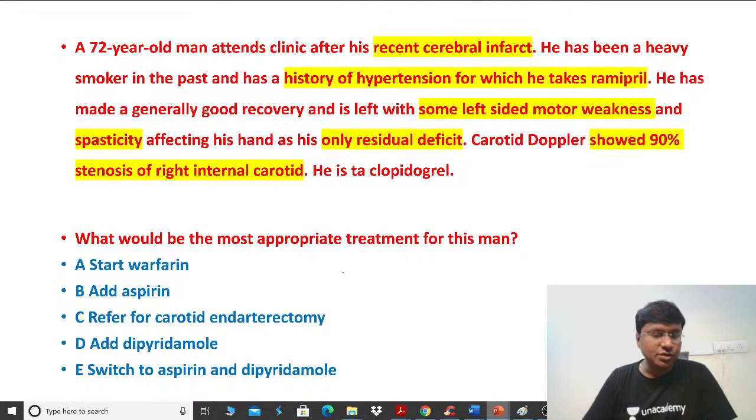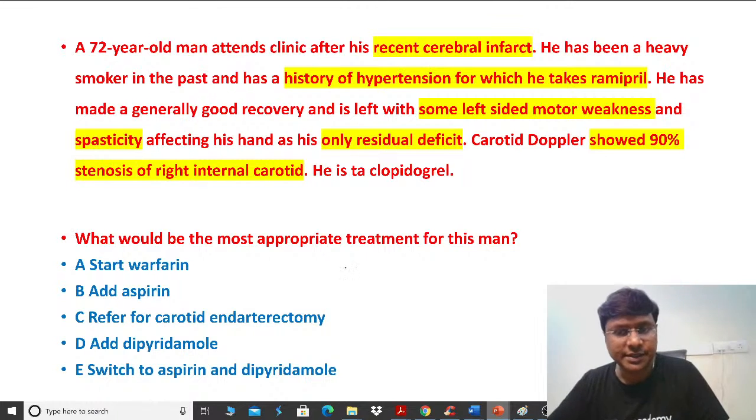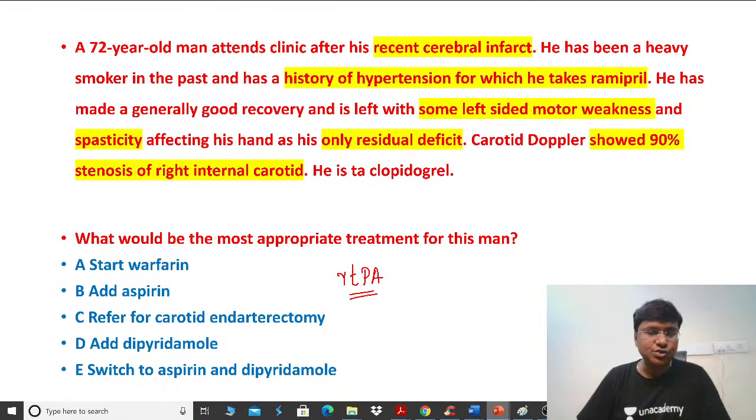What is the very important thrombolytic agent in individuals with an ischemic stroke? It is your recombinant tissue plasminogen activator. Okay. Now, what should be the dosage of your recombinant tissue plasminogen activator?